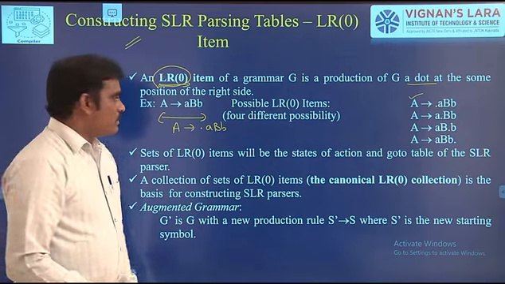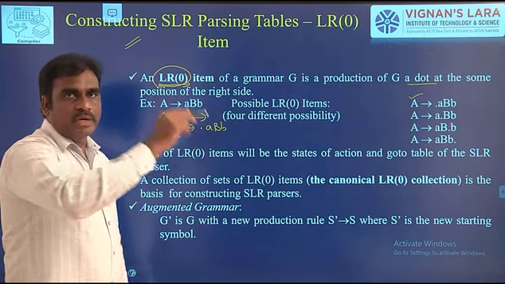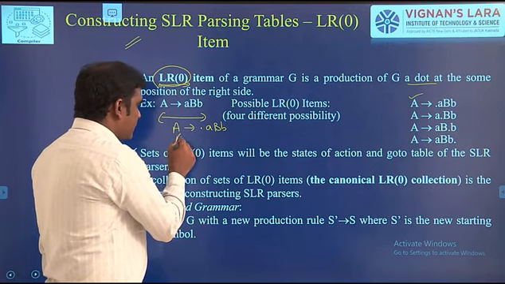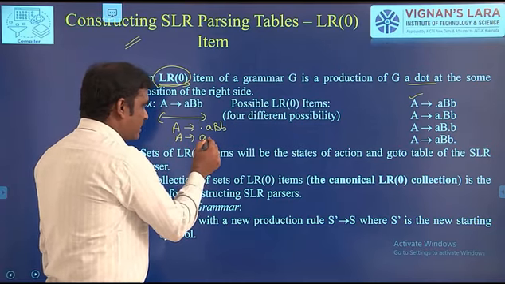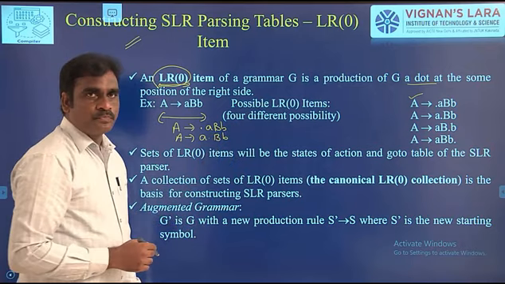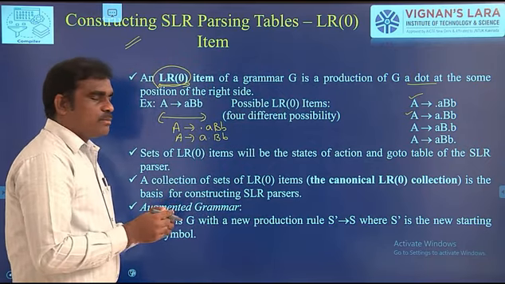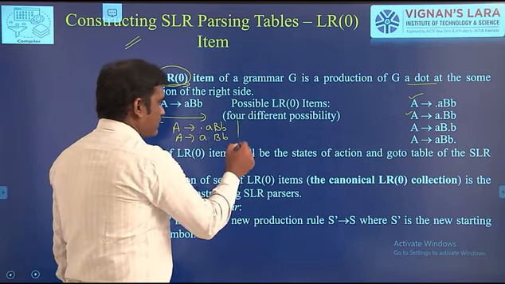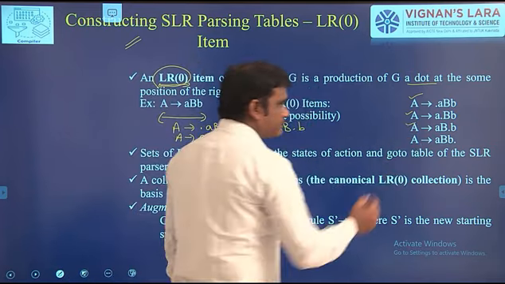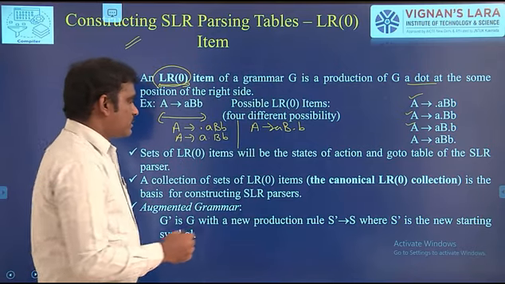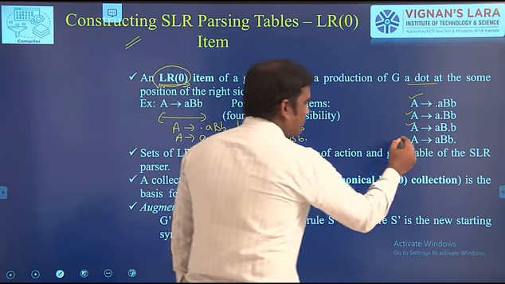And what is the next step? Now the dot moves to the right. So A to A dot BB. That is the second one. And the next step, again the dot moves to the right: A to AB dot B. That is the third one. And the fourth one, A to ABB dot. That is the fourth one.